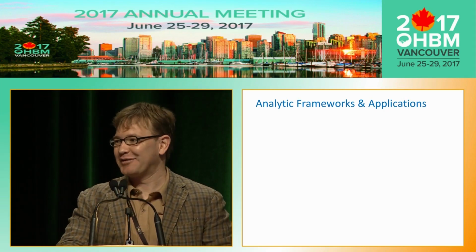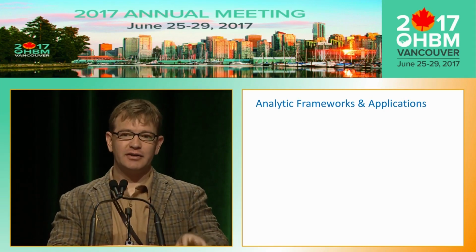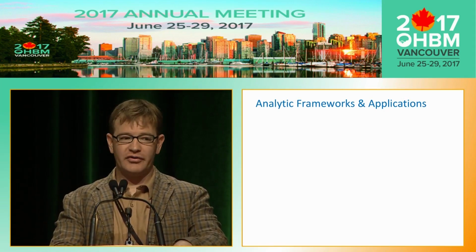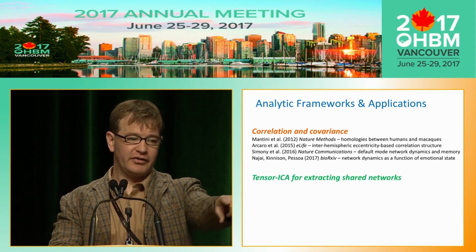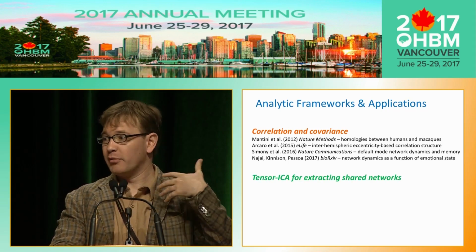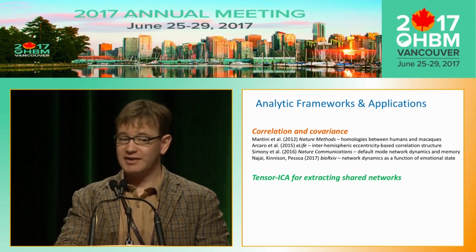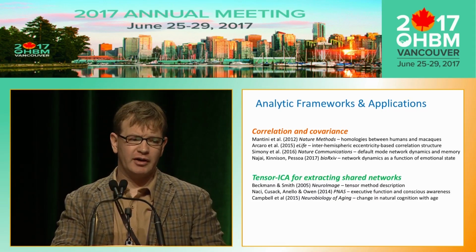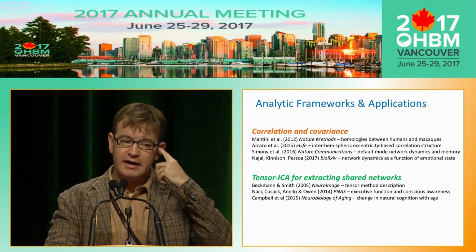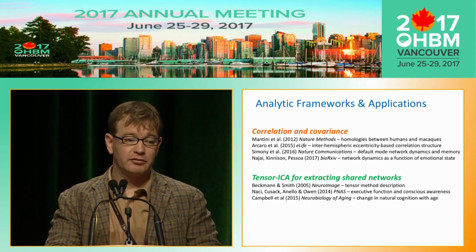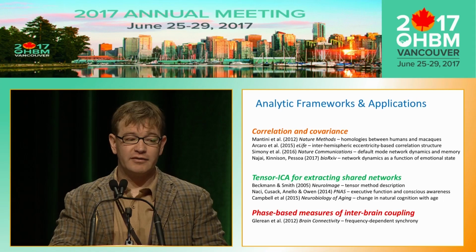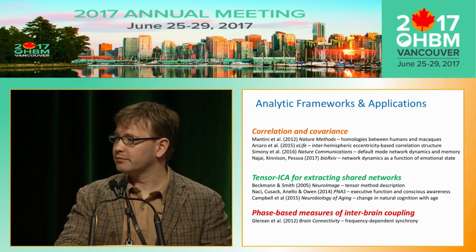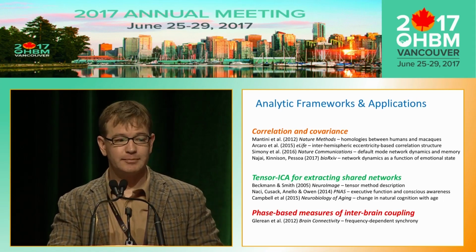Okay, I'm going to have to really move through this quickly, but there are 3 rough frameworks that exist in the literature. One is kind of this correlation and covariance style of framework, and there's a list of papers that have used this. This is what I'm most familiar with. But you can also use so-called tensor ICA. It's a method that was developed by Christian Beckmann and Steve Smith, and the group at University of Western Ontario, Adrian Owen and Rhodri Cusack, have used this with great success. There's also a method from Finland, which is a kind of phase-based measure of interbrain coupling. So these are in the notes if you're interested.